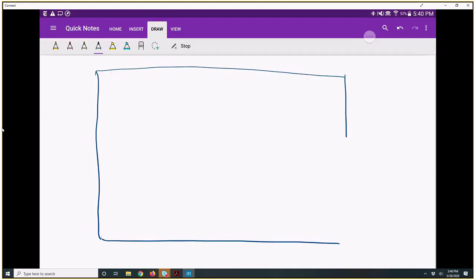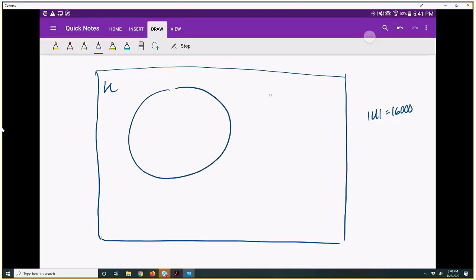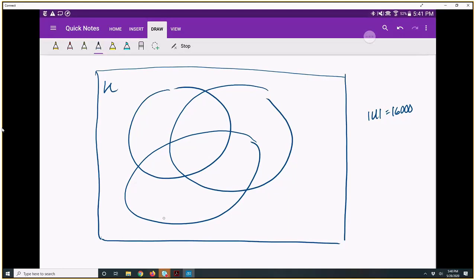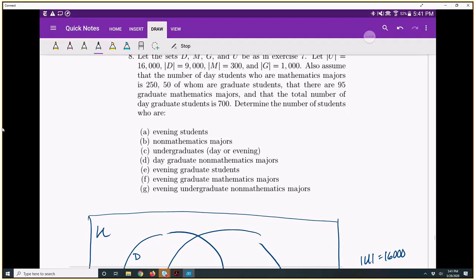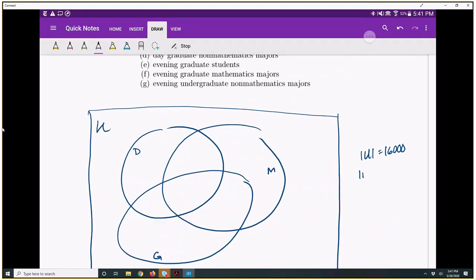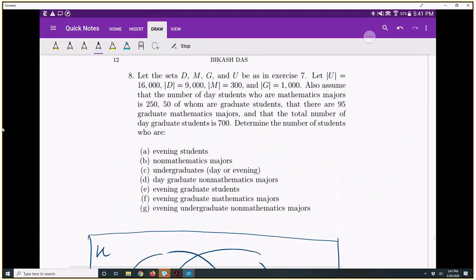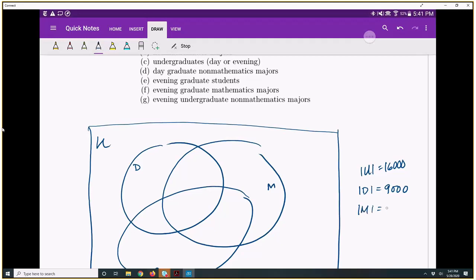diagram here. So in total, we know that at the university we have 16,000 students. This is still graduate students, math majors, daytime students. And we're told 9,000 are daytime students, which means the total of this daytime bubble is 9,000 students. We have 300 math majors and 1,000 graduate students.